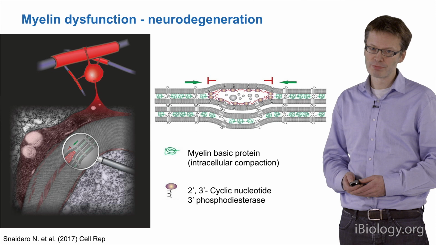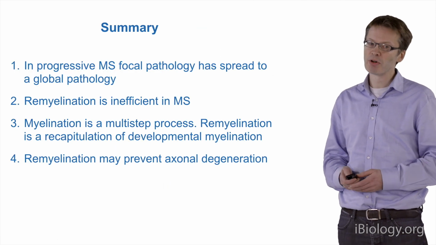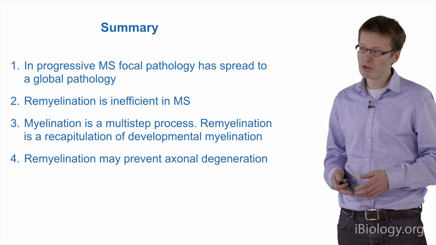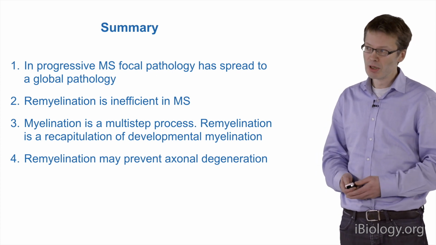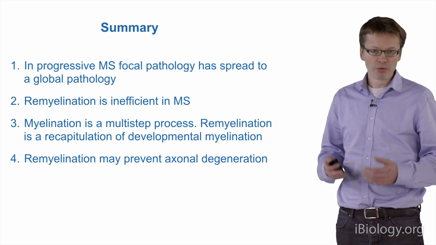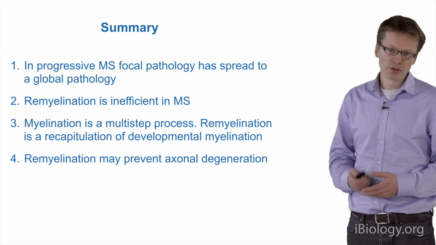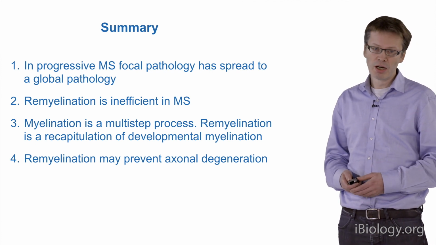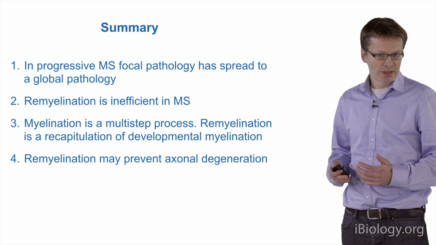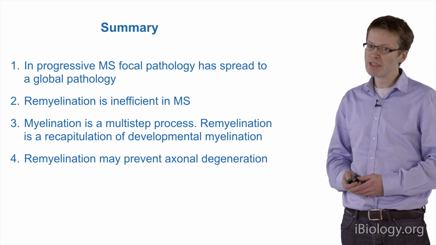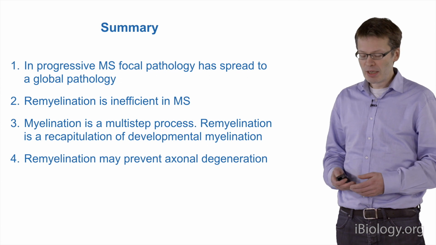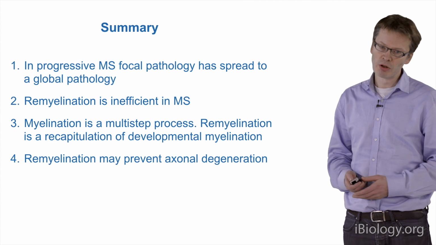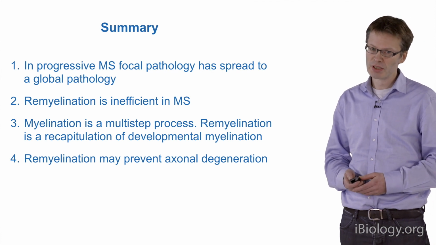At the end, I want to summarize the main points. So in MS, in progressive MS, there is a focal pathology which has spread to a more global pathology. We know that remyelination is insufficient in MS, so most lesions are in fact not remyelinated. Remyelination is a process that recapitulates many of the steps that occur in development, and remyelination is important probably to preserve long-term survival of the axons. And I will end here.